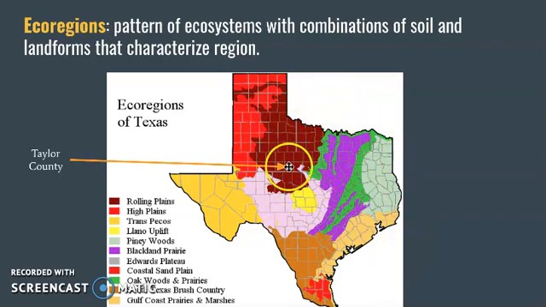We've got the rolling plains, high plains, the Trans-Pecos, Llano uplift, the piney woods, blackland prairie, this purple right here, Edwards Plateau, okay, this is pink, coastal sand plain, this little area down here, oak woods, the darker green, South Texas brush country, and the Gulf Coast prairies and marshes.